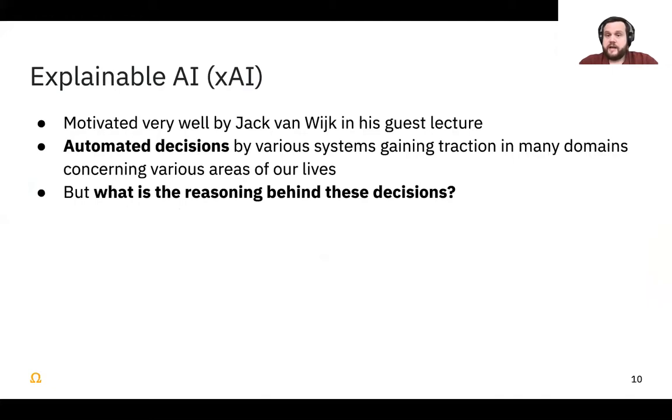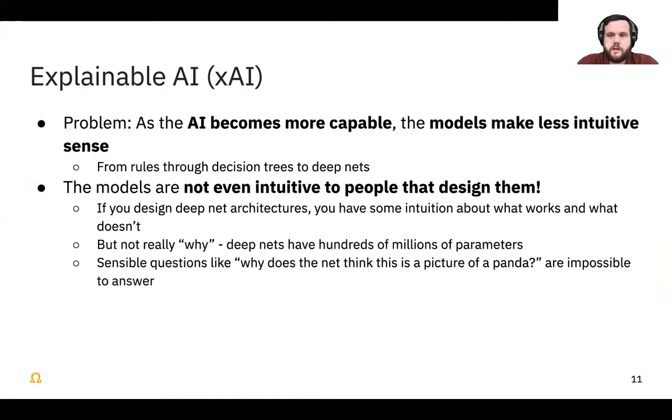Next, we have explainable AI. I think it has been very well motivated by Jack van Wijk in his guest lecture. So I refer to his motivation. I think that really hit the nail on the head. So we have seen that automated decisions by various systems are gaining traction in many domains, and it concerns an increasing number of areas in our lives. But we often don't know what the reasoning behind these decisions is. And there's a big problem in that as the AI becomes more capable, the model makes less intuitive sense.